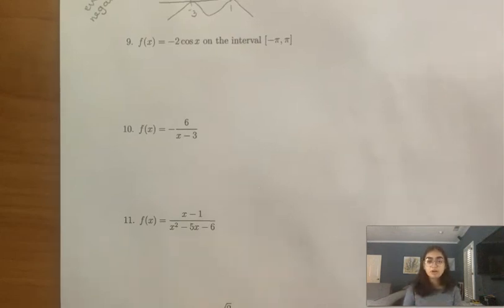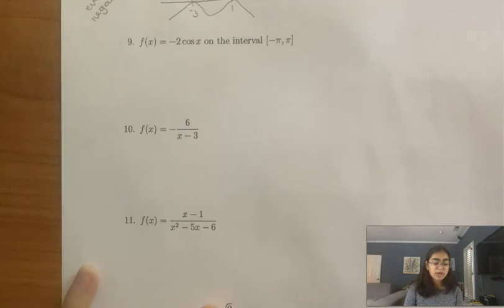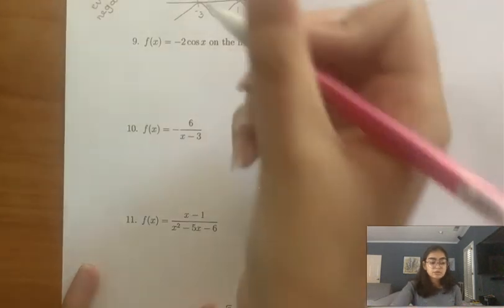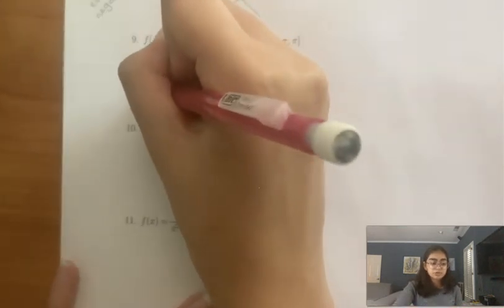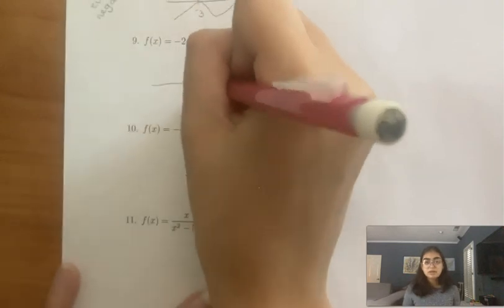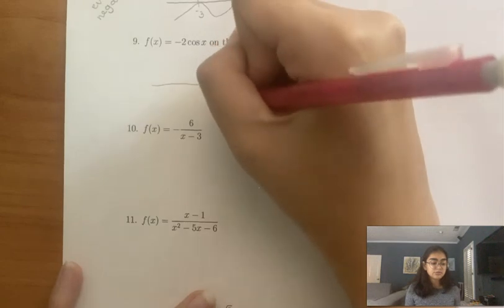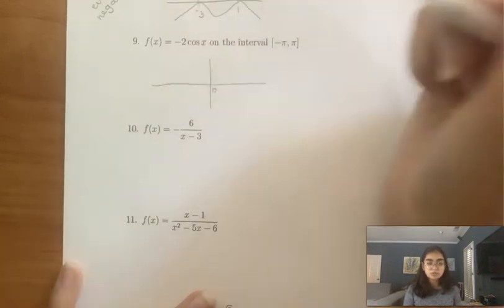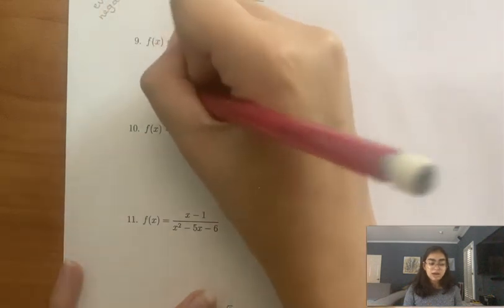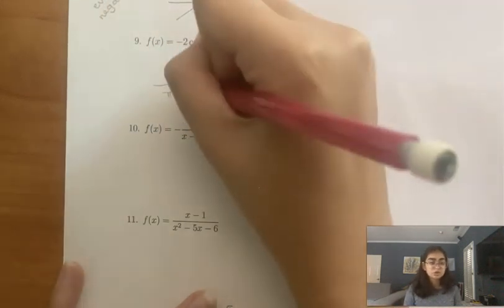Basically, the graph of a cosine function kind of looks like this, and then it goes down, and then it goes up again, okay? So first, we're going to mark our zeros and our interval. So we're basically going to have the function stop at negative pi and pi. So we'll mark those two values down. And then negative 2 times cosine of x equals 0 at negative pi over 2 and pi over 2. So we're also going to mark those two down.